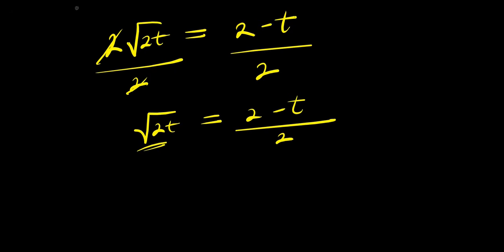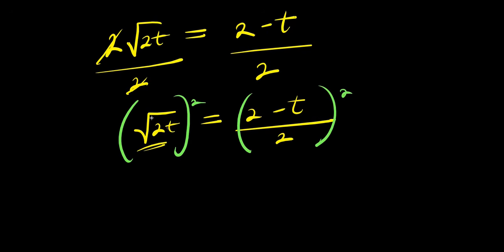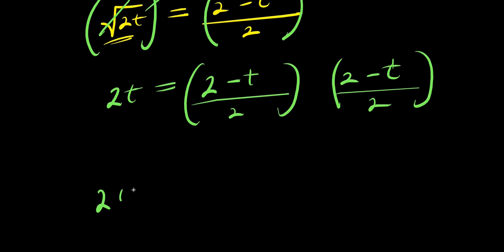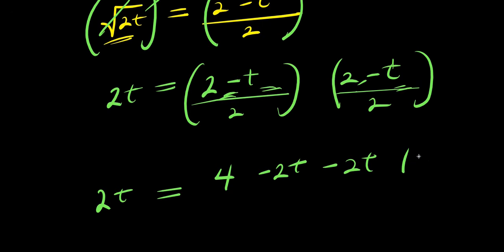In order to eliminate the square root, you take the squares of both sides of this equation again. So what you are going to have is this cancels this. You have 2 times t equals (2 minus t) divided by 2 times (2 minus t) divided by 2. So from here, you have 2t equals, let's expand this, 2 times 2, that is 4, 2 times minus t, that is minus 2t, minus t times 2, that is minus 2t, minus t times minus t, this is plus t squared, all divided by 4.